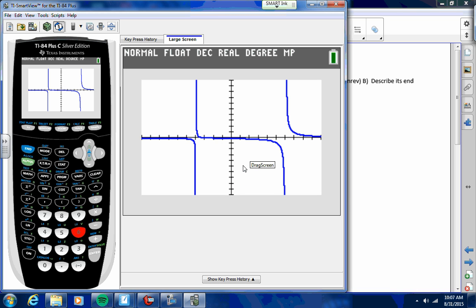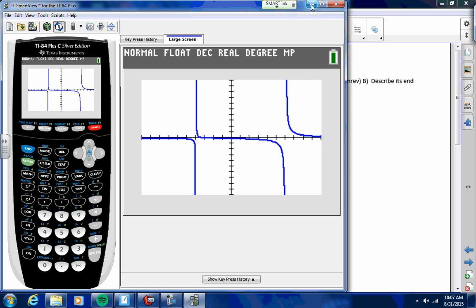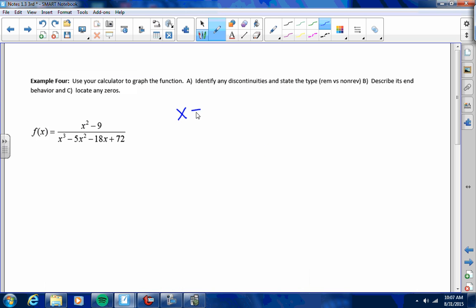Okay, so first thing, identify discontinuities. Let's go with Josh. What's one of them? Okay, do you remember where that was? Nope, it was actually positive 3. Okay, so at x equals 3, we saw a hole. And what kind of discontinuity is that? Removable.